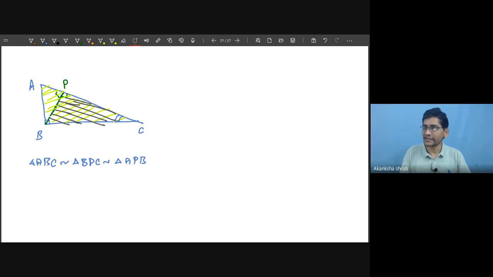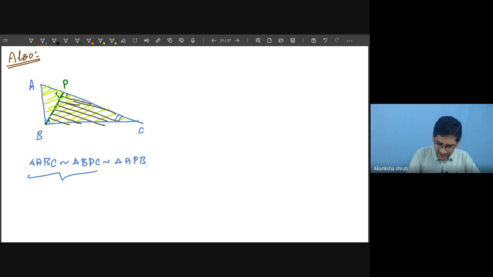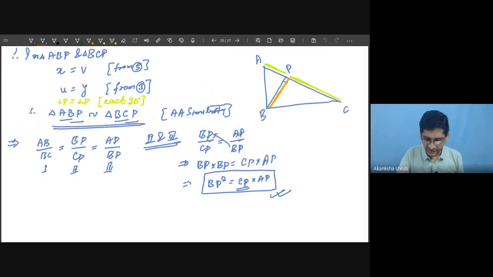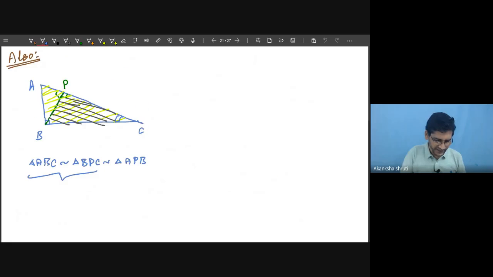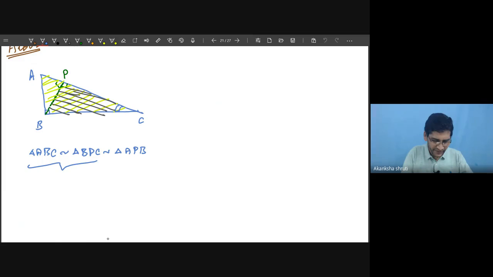Now observe carefully and let me rewrite everything. What are the possibilities? We have the original triangle ABC and the two new triangles we had proven. From this, what ratios can we write? Considering the last two, I had already written the ratios on the last page, and we proved one of the important results. Now considering the first two, triangle ABC similar to triangle APC, what ratio can we write?